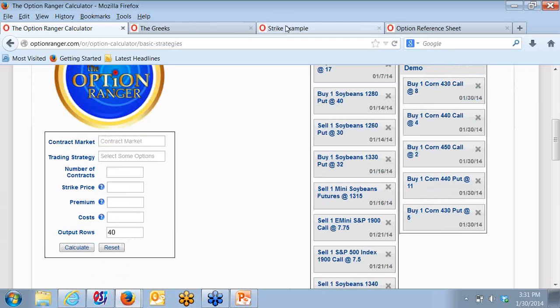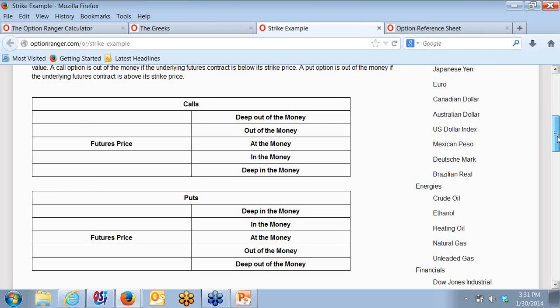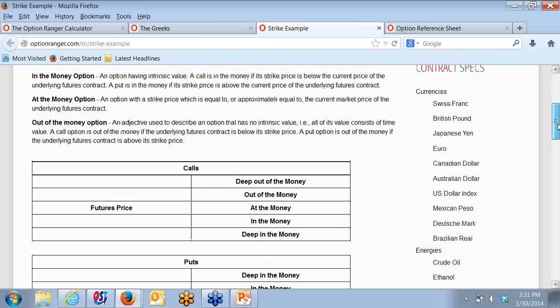So for now, as we go into the different classes of options, let me go ahead first and pull up the different categories of calls and puts. This comes from our option reference sheets as strike examples.